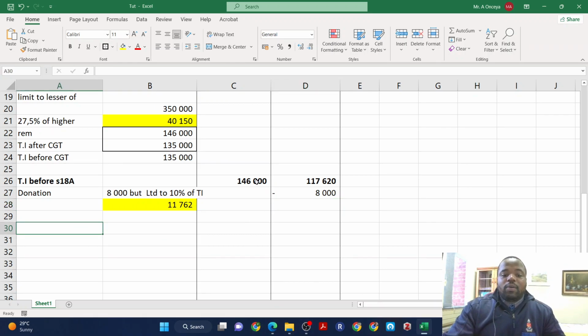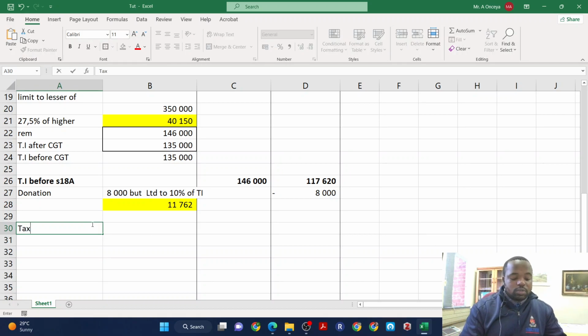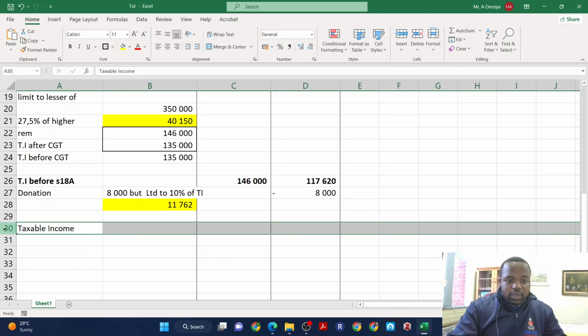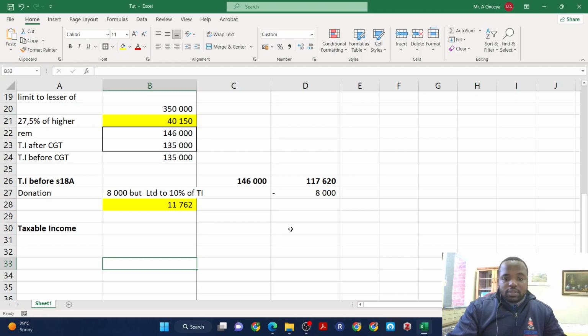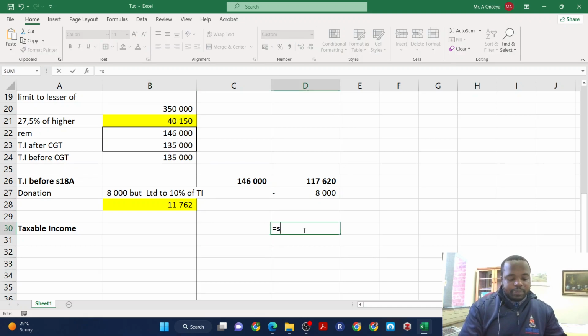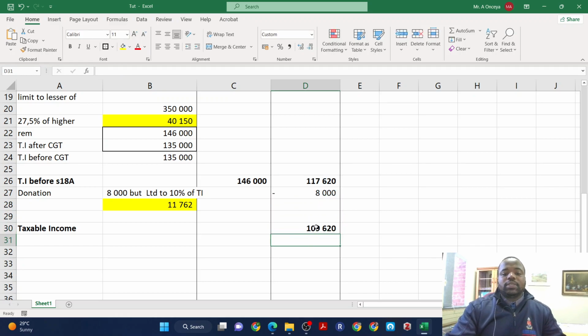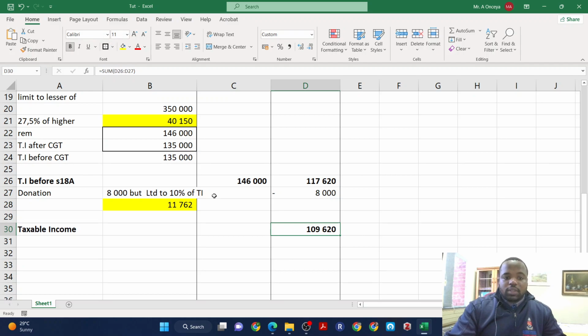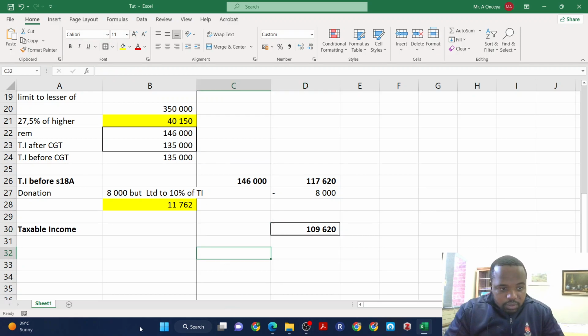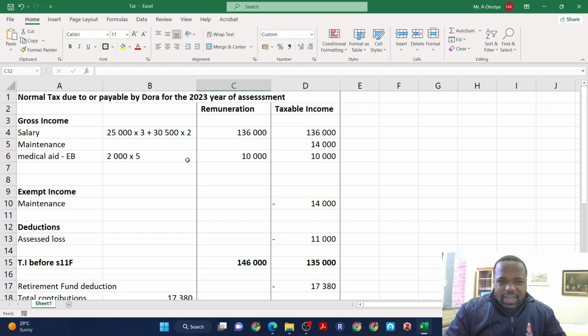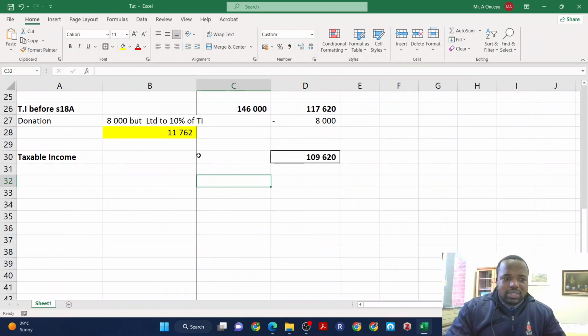Then after this amount, we are ready to calculate your final taxable income, obviously for column 3, because the other columns are ready now. And you want the sum of just these 2. And it's 109,620 rands. Maybe I'll make it pretty, maybe put it in a box or something. But yeah, that is it. Now you just come here.